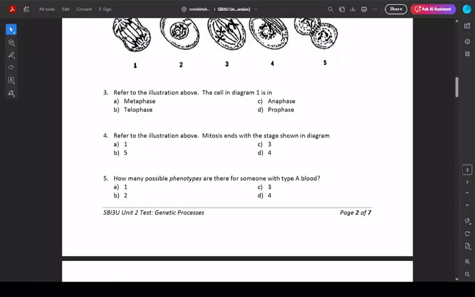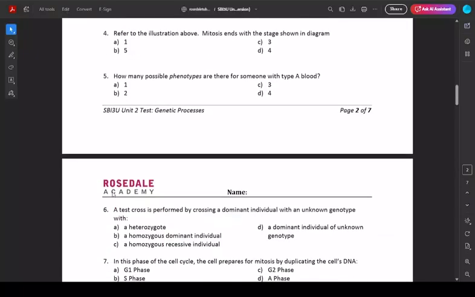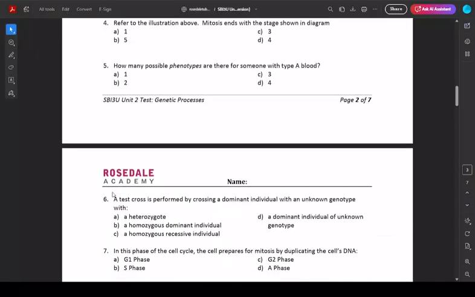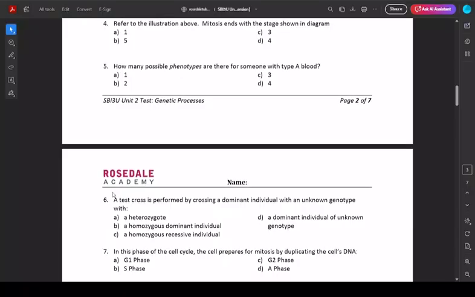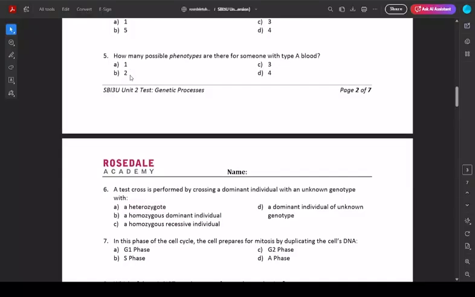How many possible phenotypes? Okay, phenotypes. So it could only be type A completely or AO. So 2. Well, phenotypes, I guess you could say 1 because AO is a genotype.